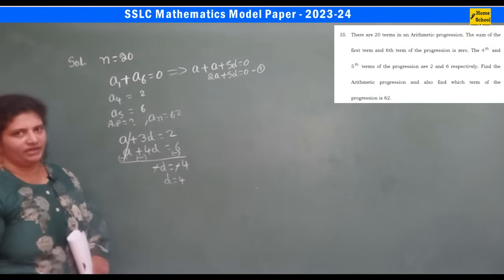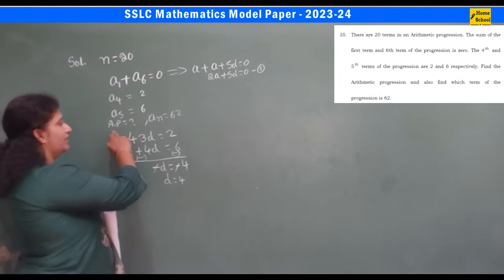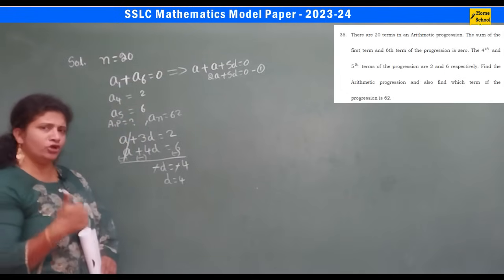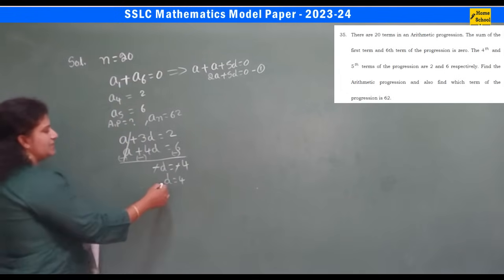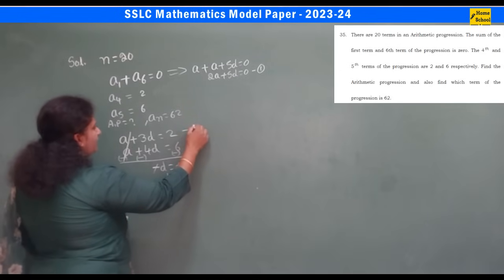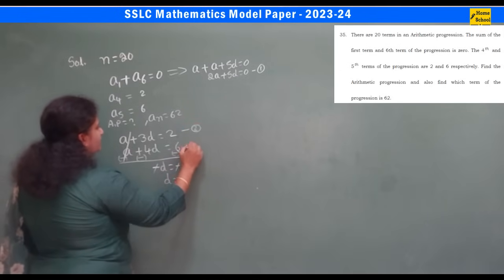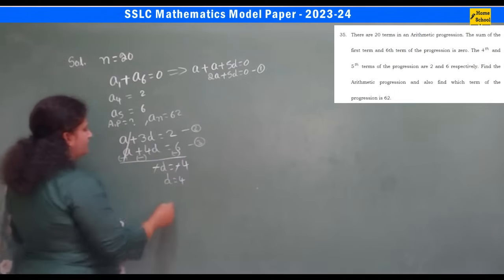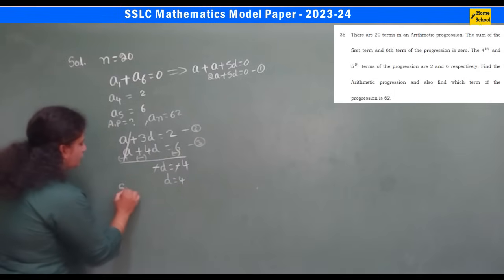Therefore, we got the common difference. In order to find the arithmetic progression, we should know A and D. Substitute this D value in any one of the equations. That means, let me take this as the second equation and this as the third equation. Substitute the D value.